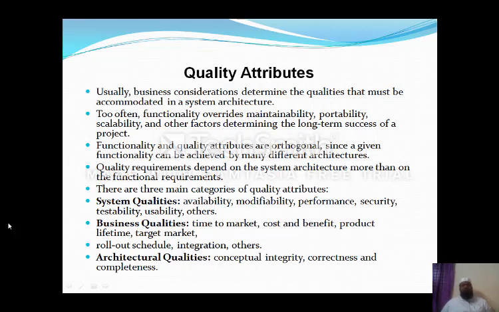In the system qualities, you will have availability, modifiability, performance, security, testability, usability, all of which we have seen just now. The business qualities: time to market, cost and benefit, product lifetime, target market, rollout schedule, integration, and others. Architectural qualities comprise conceptual integrity, correctness, and completeness.